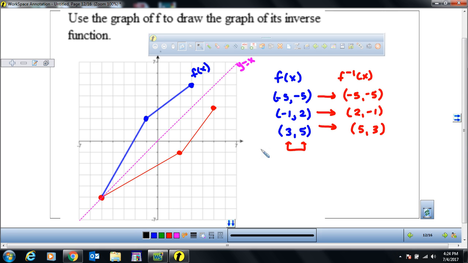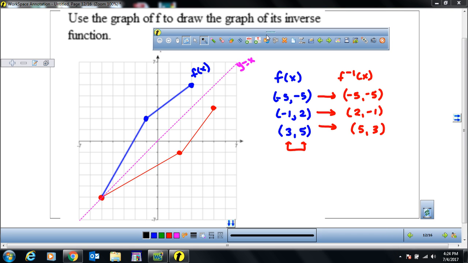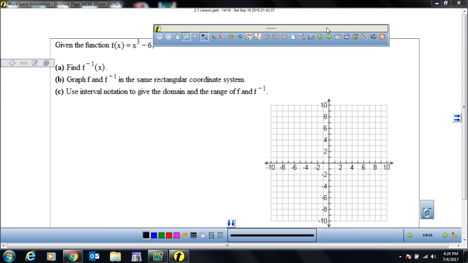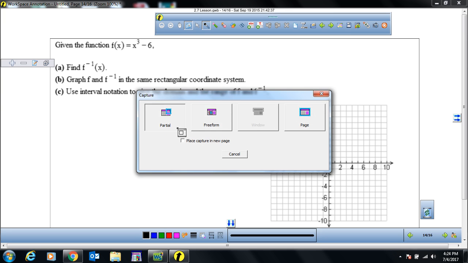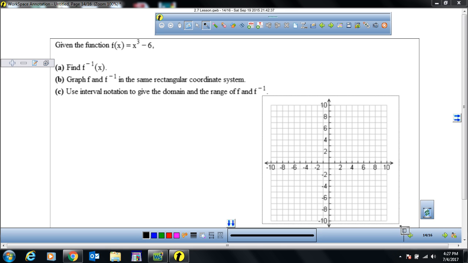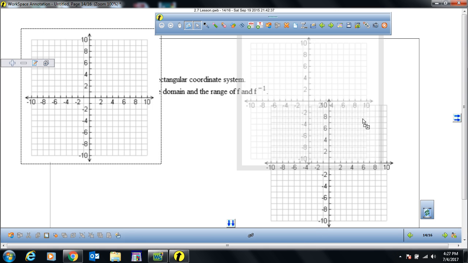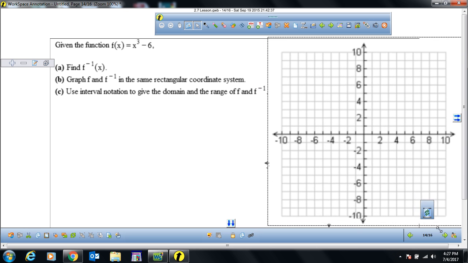Now, for the last 3 questions that we're going to do in this section, we're going to combine all the information that I provided to you from the previous parts. We're going to combine them into the following problems. Given this function, f of x equals x to the third power minus 6, I want you to find the inverse of the function, graph the function f and its inverse in the same plane, and use interval notation to give the domain and the range of both the function f of x and its inverse. Those are the 3 pieces that we're going to answer here.